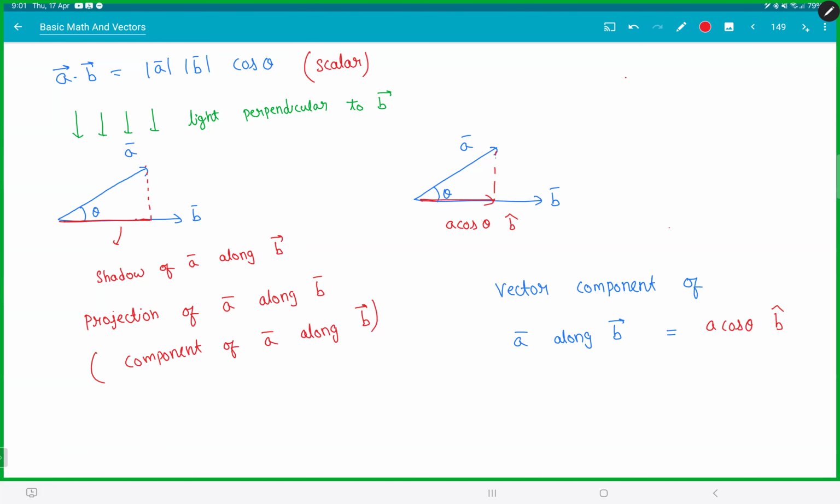For example, if I walked 10 kilometers east, which way did I walk? East. So 1 times east. Getting it? So a cos theta gives the magnitude, that is the length of the shadow, and b cap tells you in which direction the shadow is pointing.